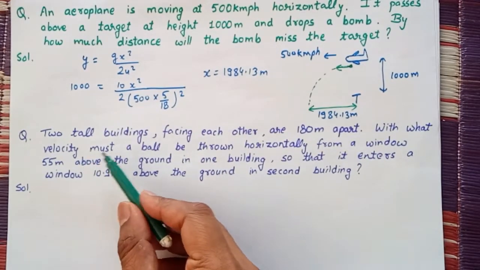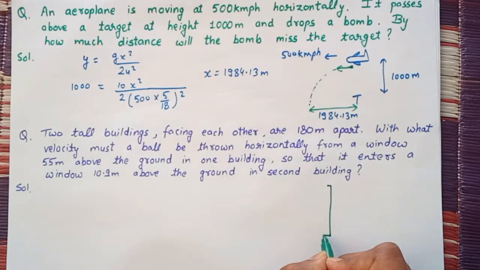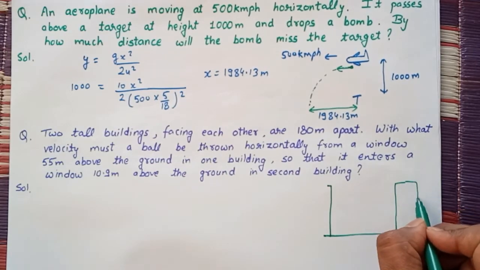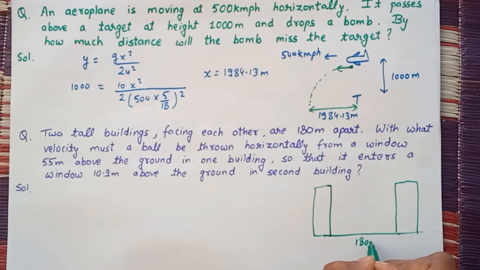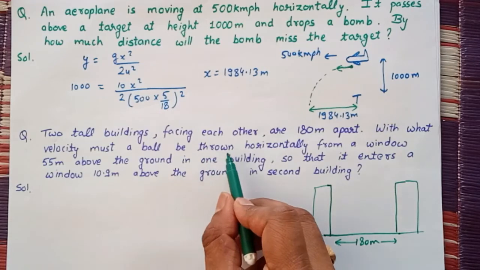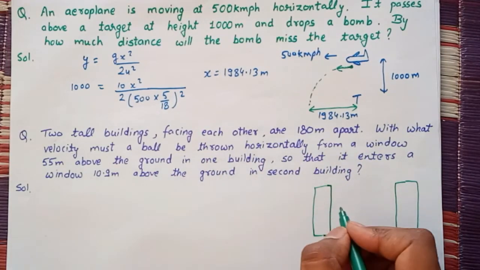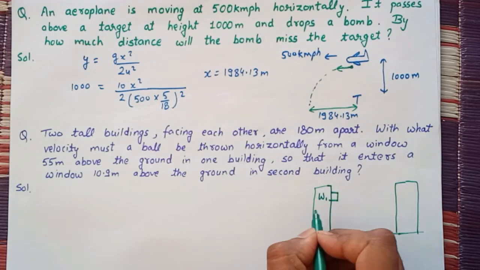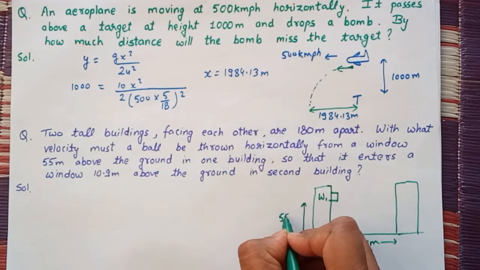Next question is, two tall buildings facing each other are 180 meter apart. There are two buildings and they are 180 meter apart. Now, with what velocity must a ball be thrown horizontally from a window 55 meter above the ground in one building? There is a window. This one is window 1, and what is its height? Its height is given, 55 meter.